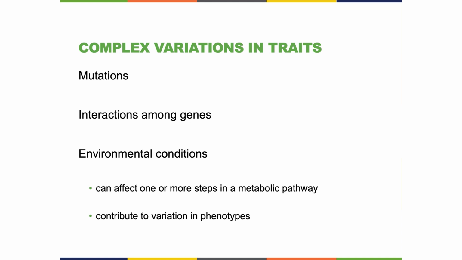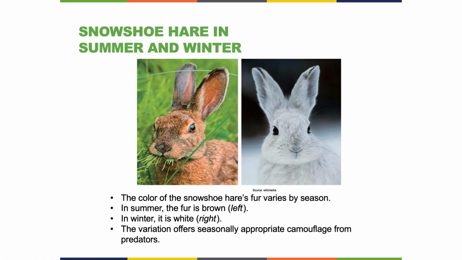So they've shown this in studies with twins, where they've taken identical twins and raised them in very different situations, and they've developed slightly differently from each other. This can change steps in a metabolic pathway, and you've seen enough metabolic pathways to realize how complex they can be, and this can lead to a variation in phenotypes.